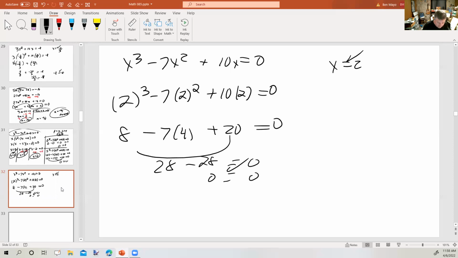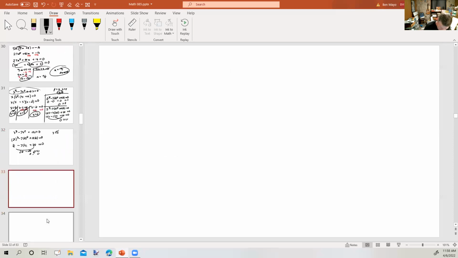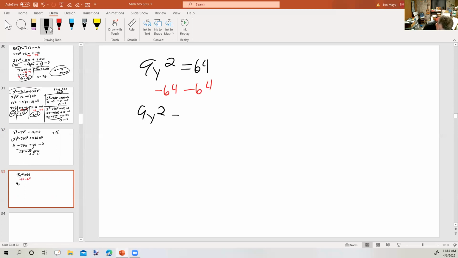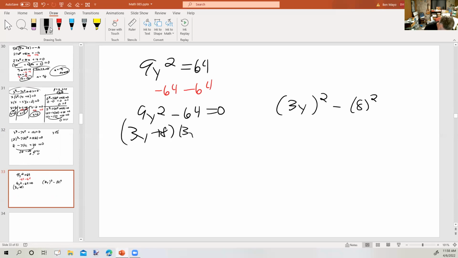Okay. What about this one? 9y squared equals 64. Well, that's a second degree equation, but it's not in standard form. So let's put it in standard form by moving everything to one side of the equation, set equal to 0 on the other. But this is the difference of 2 squares, I do believe. 3y, the quantity squared, minus 8, the quantity squared. So our factors are 3y plus 8, 3y minus 8 equals 0.